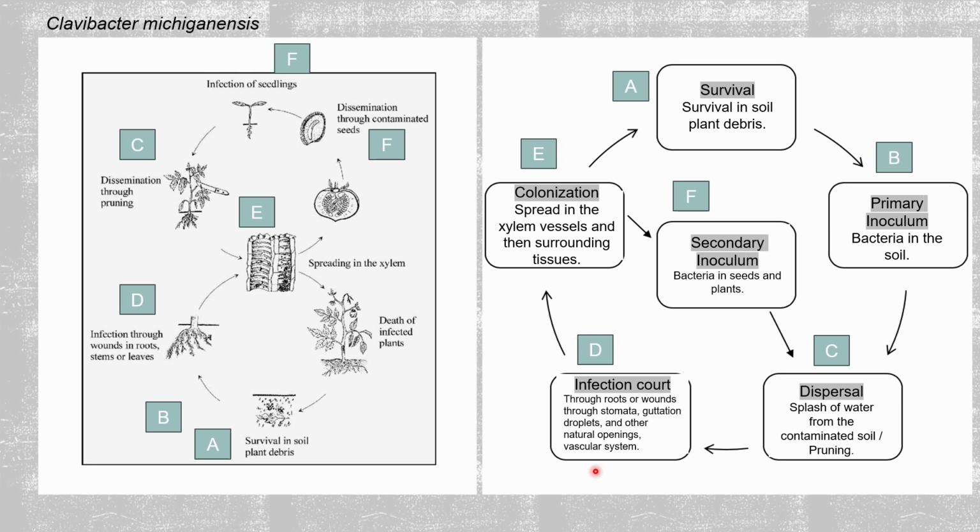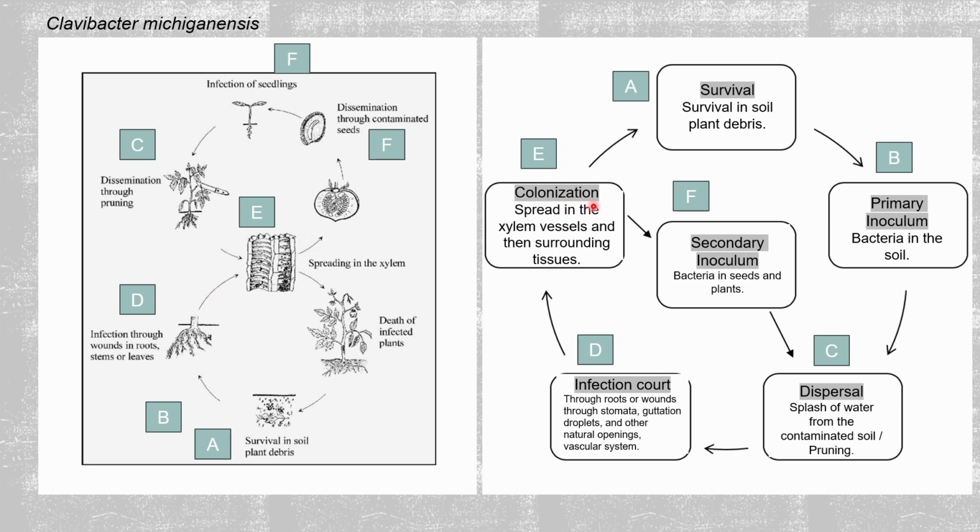Okay, let's continue with the infection court. This bacterium is going to enter or infect the host through wounds in roots, stems, or leaves. I also got this information: through roots or wounds, through stomata, guttation droplets, and other natural openings, to finally arrive at the vascular system. And here's a picture of the vascular system.